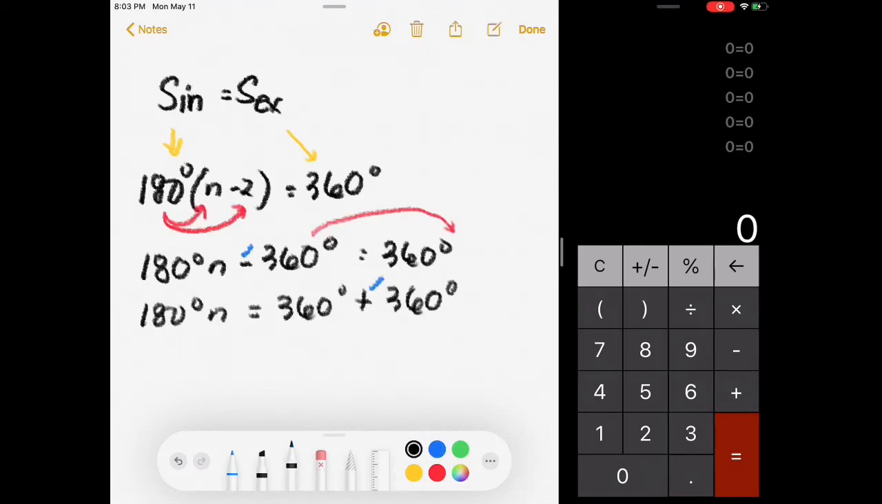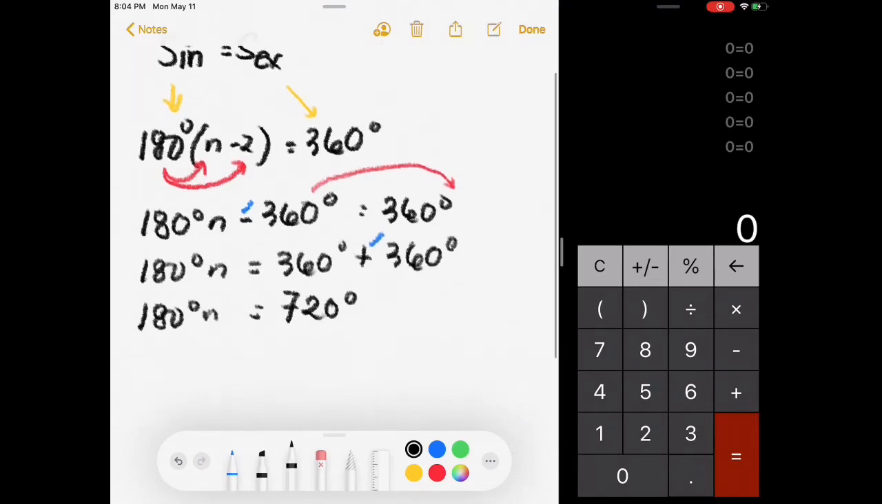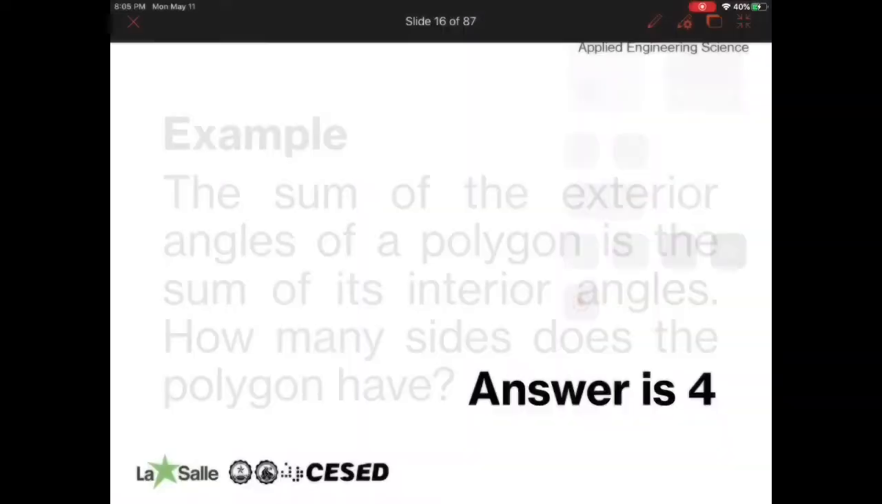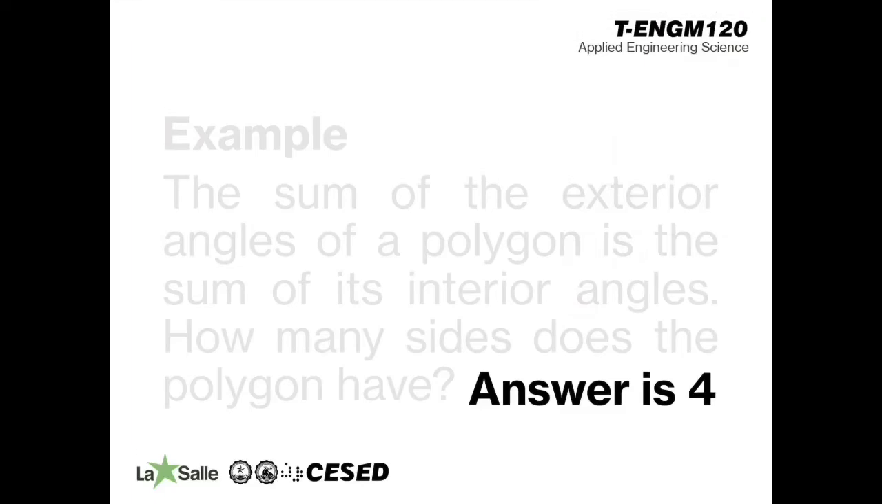So we get 180 degrees times n equals 720 degrees. We simply divide both sides by 180 degrees. The 180 cancels on this side, and 720 divided by 180, let me check with the calculator to be sure, gives n equals 4. So the answer there is 4.